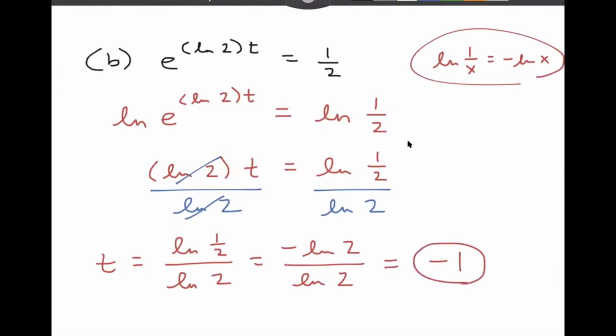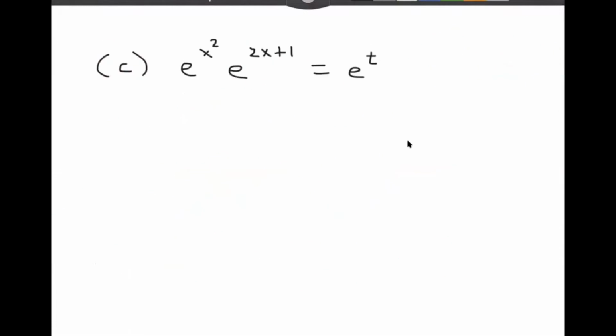All right, and finally, e to the power x squared times e to the power 2x plus 1 is equal to e to the t. Now remember, the direction said solve for t, and this equation also has x in it. So solve for t means write t as a function of x, okay? So the first thing I'm going to do is combine those two exponentials on the left side. So that's going to say e to the power, remember this property, x squared plus 2x plus 1.